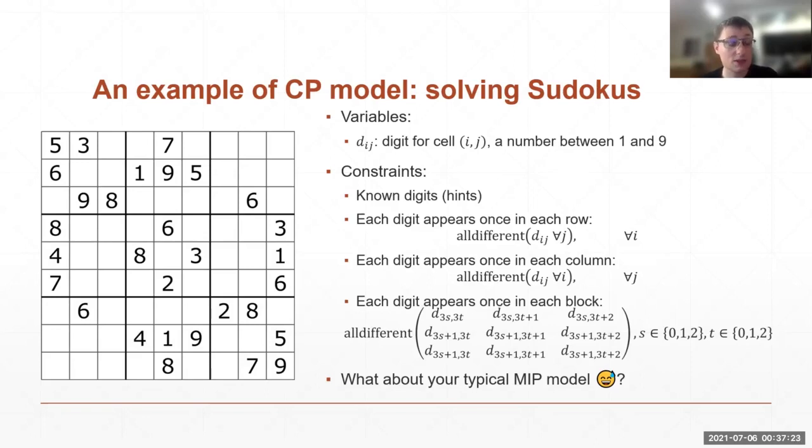It's not something that's really natural for mathematical optimization. You have the same kind of constraints for each column and each block. And that's really it for a constraint programming model. Think of it if you had to do it in MIP. That would be much more difficult than this kind of model. And that's really where constraint programming shines.